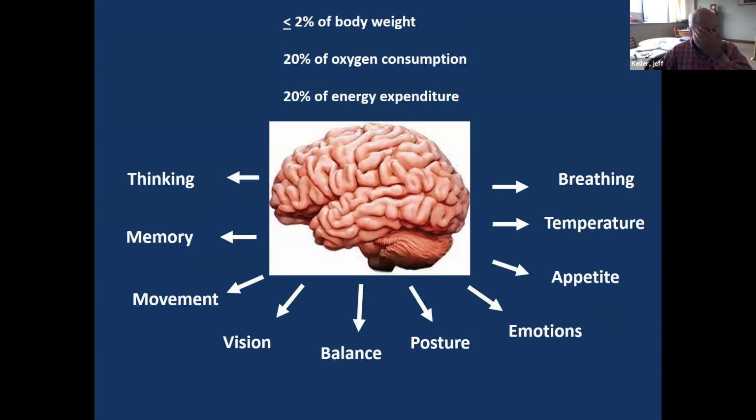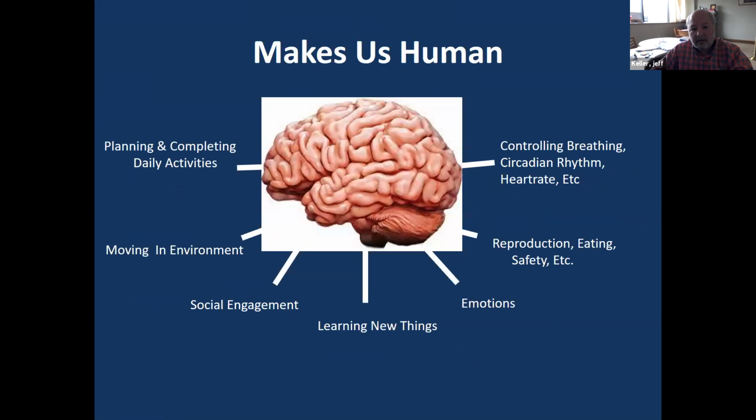And really it goes from, for example, can people see the cursor here? I'm going to try to point at a couple of things. Okay. So the idea here is that we move from higher level functions going from left to right, all the way over to breathing and controlling of temperature. All of these things are necessary for life and necessary for our ability to interact with the environment and how successful or unsuccessful we are in that. And all of these things are necessary for us to be human.